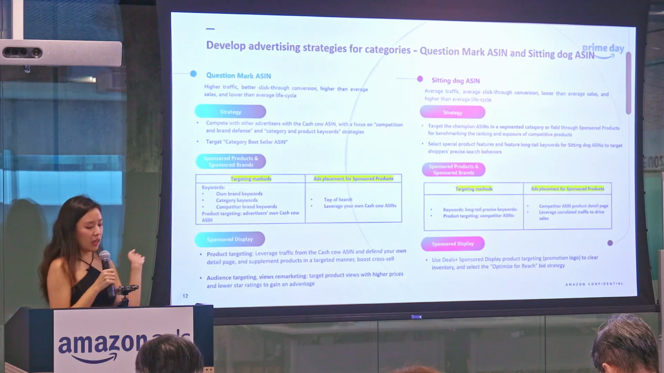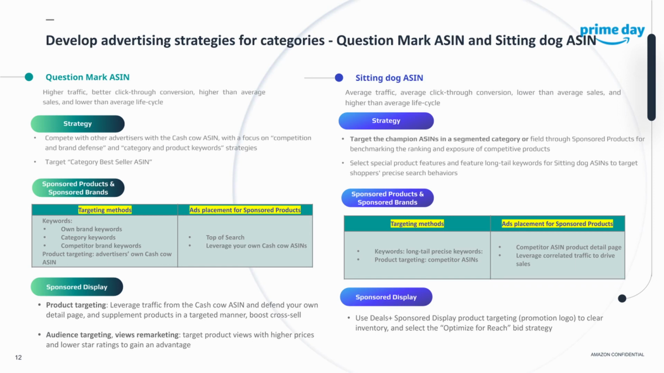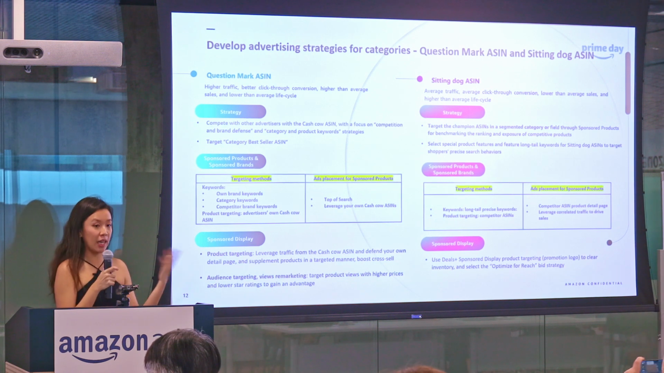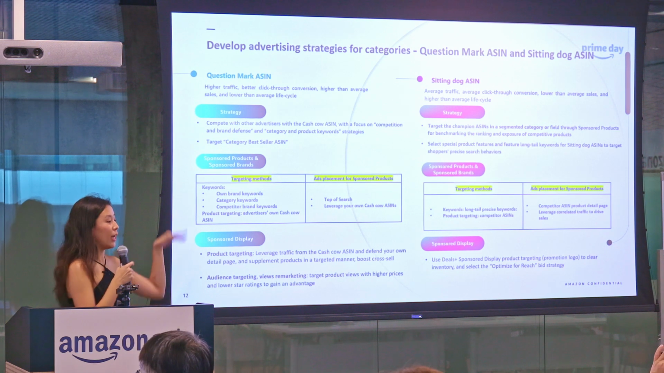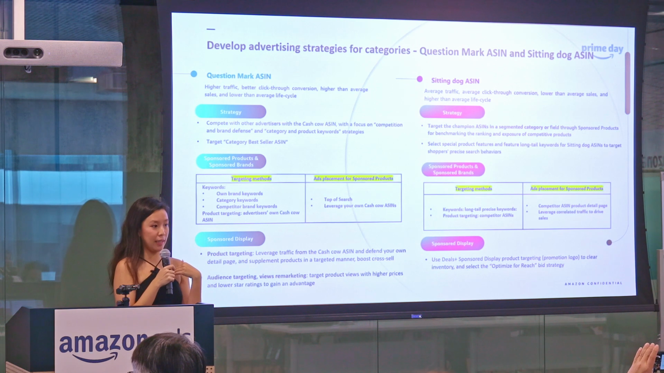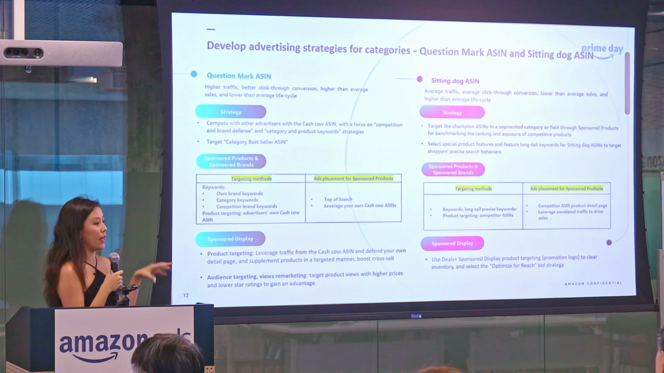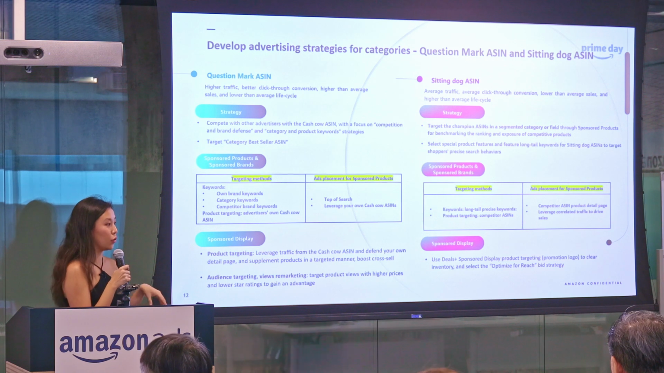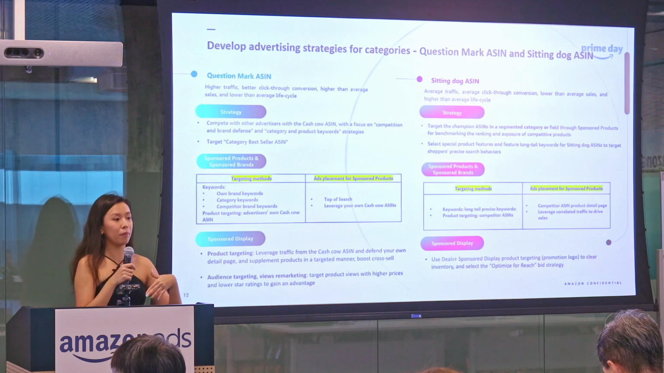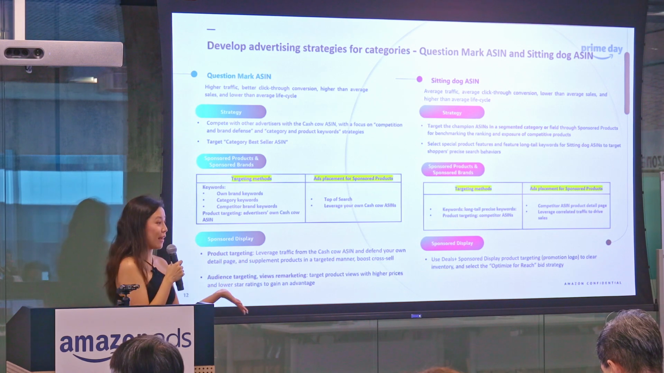And subsequently, for your question mark ASINs, it's a new launch product, but sales are below average. So what you really want to do is use it as a cross-selling opportunity for your cash cow as well as your rising star ASIN. Here you can try product targeting, and you target your own products. You do sponsored products or sponsored brands product targeting on your own products to create opportunities for cross-selling, because you'll be getting a lot of traffic from your cash cow ASINs or your rising star ASINs.